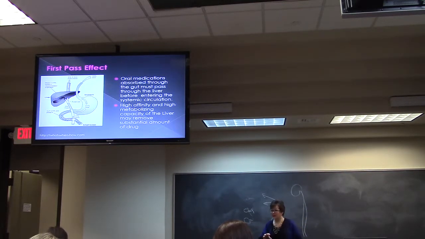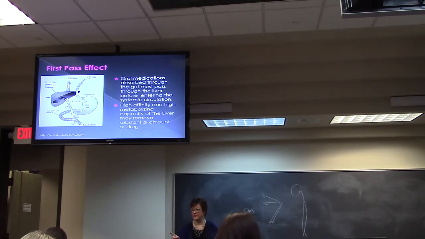Okay, so we talked about how those drugs, mostly not IV drugs, have to go through the liver first. And the liver can extract a great amount of drug and metabolize it so it never reaches systemic circulation. We have a name for that. We call it first pass effect. So the first pass through the liver, whatever percent of drug is extracted, that's called first pass.